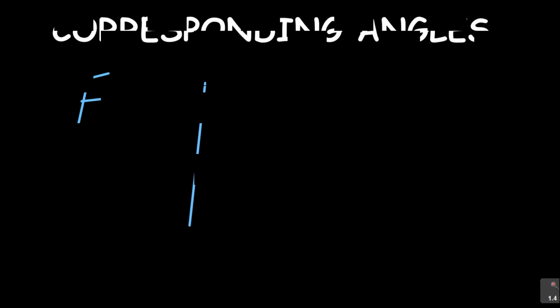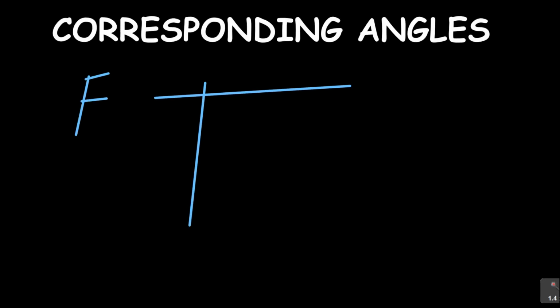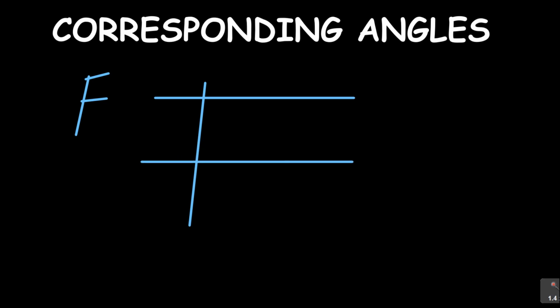I start with that letter F like this. You can see my letter F. So to correspond, it means in this case, if I've got that particular angle, let's say I've got this line AB, now there's a condition, and CD, there is a condition for corresponding angles.